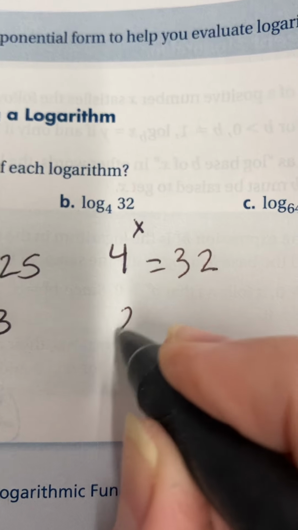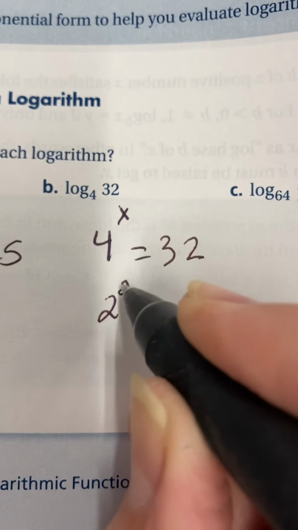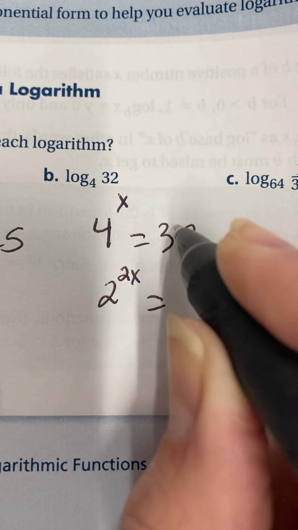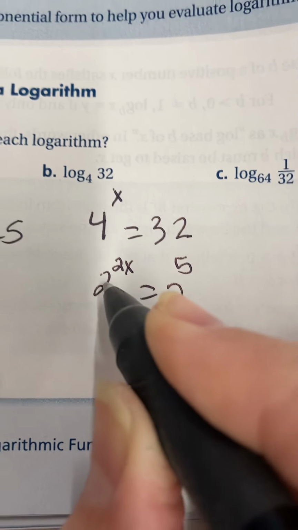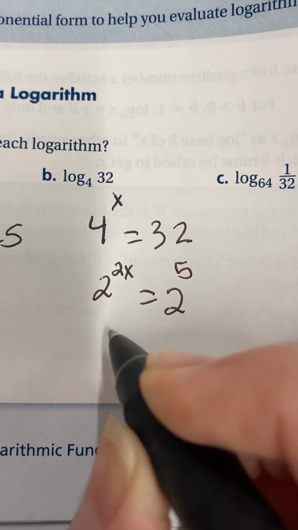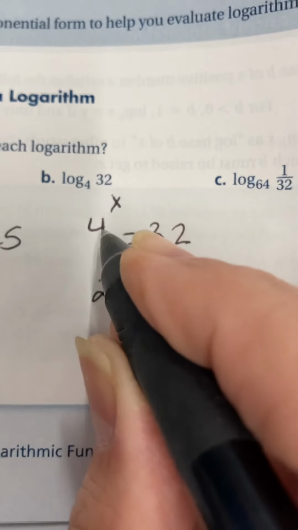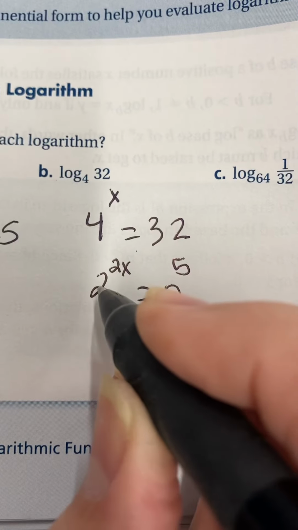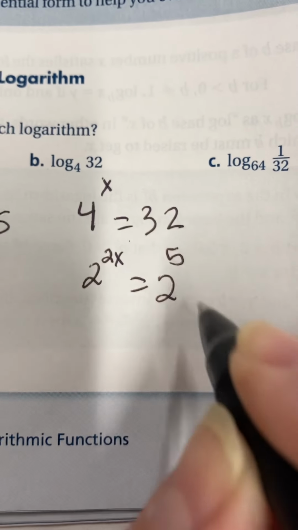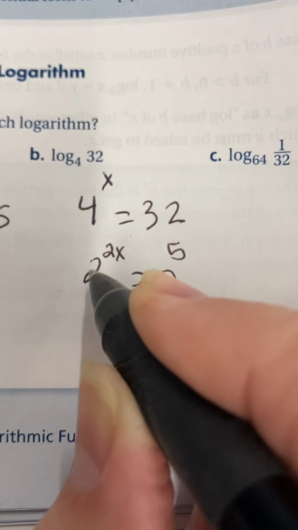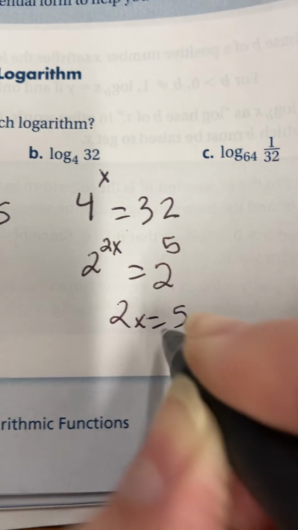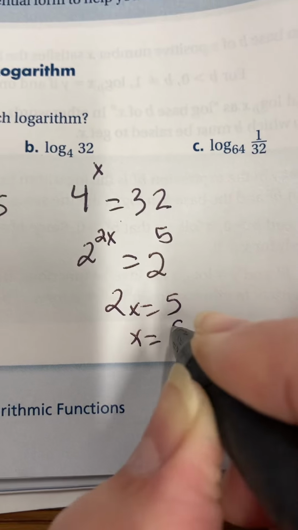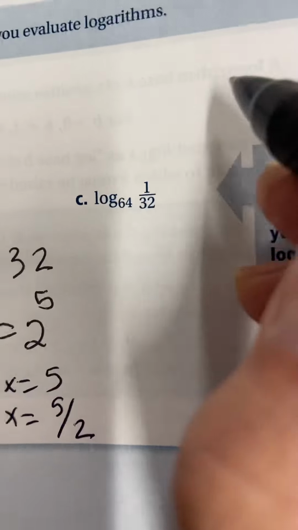Let's do this one. 4 is really 2 squared, so it's 2x. 32 is really 2 to the 5th power, I believe. So you've got to get your bases the same. We learned that in Math 1. I changed 4 to 2 squared, so that made it 2 to the 2x. I changed 32 to 2 to the 5th. You have to get your bases the same. Once you get your bases the same, you're going to set them equal. So you get x equals 5 over 2.